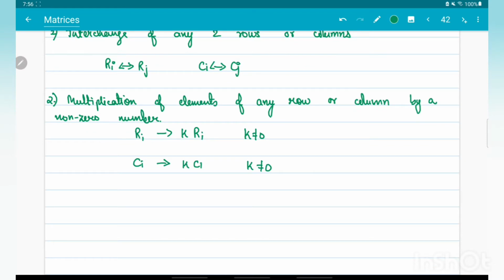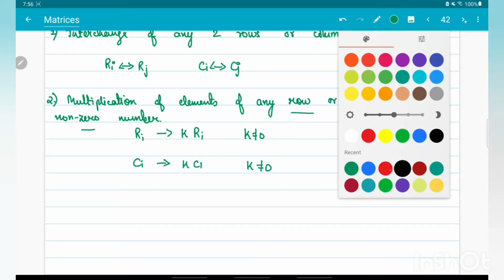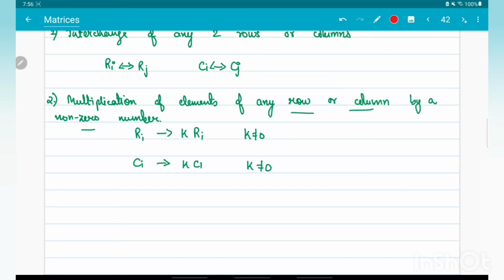Now let us see what the second elementary operation is. The second elementary operation says: multiplication of the elements of any row or column by a non-zero number. Basically we can multiply all the elements of a particular row or of a particular column with a non-zero number. That is also valid as an elementary operation. Now let me take an example.